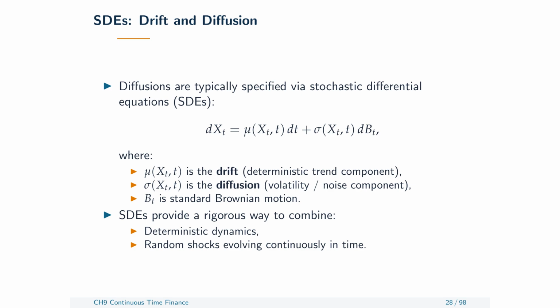A stochastic differential equation writes dx at time t as the drift function evaluated at x and t times dt plus the diffusion function evaluated at x and t times dB. This notation describes local dynamics. It does not say that Brownian motion has an ordinary derivative. The random term must be interpreted through stochastic integration rather than classical differential calculus.